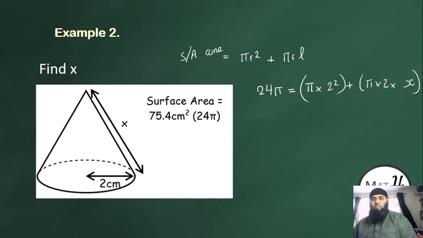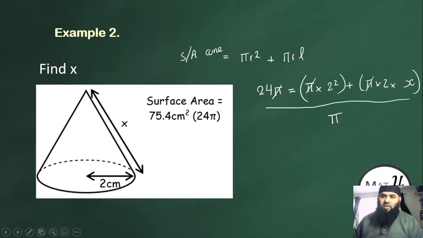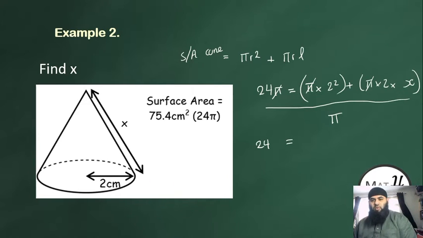Okay, so now what we can do is divide everything by pi. So let me just write this like this. We can divide everything by pi. And when we do that, this cancels out, this cancels out, this cancels out. And it really simplifies things down for us. So our new equation would be 24 equals 4 plus 2x.